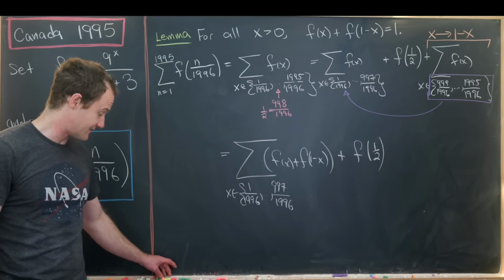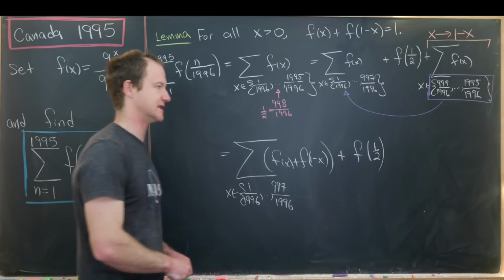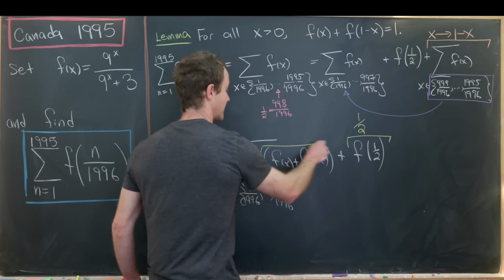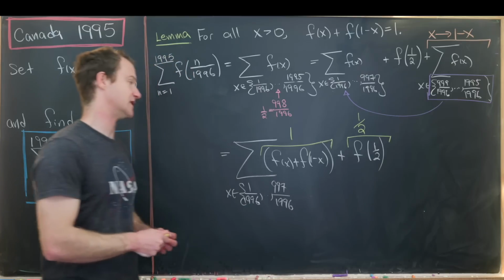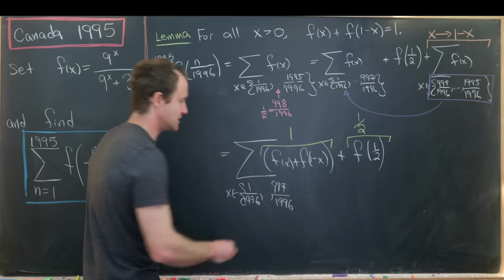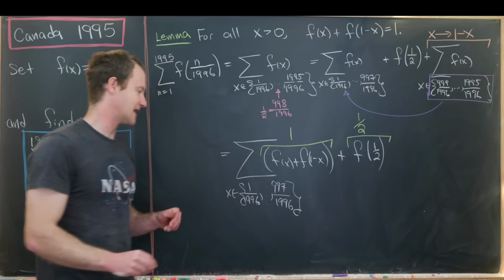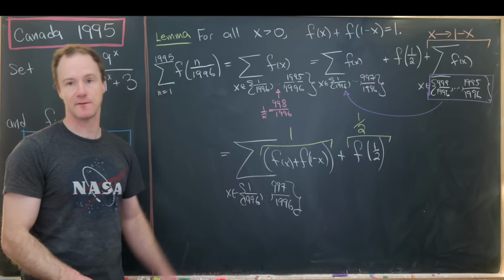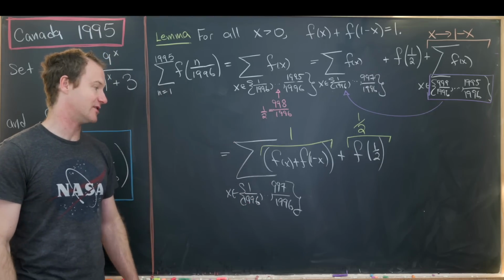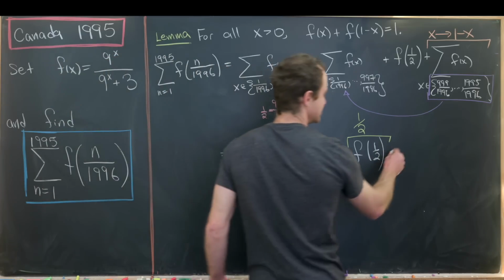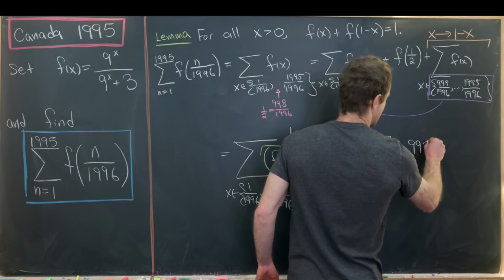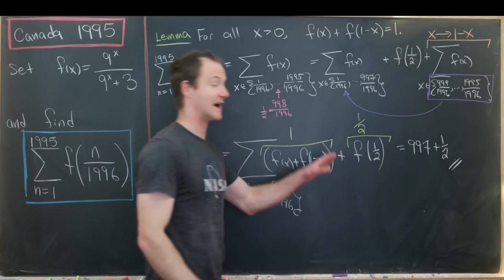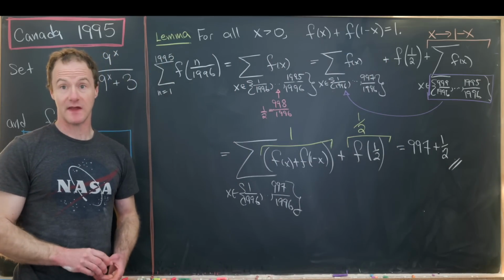Okay, but f of half is the same thing as it was when we did our example. That was equal to 1/2. And then furthermore, our lemma said that this was equal to 1. And so how many 1s are we adding together? Well, notice there are 997 terms from this set. So there are 997 1s. So this gives us 997 plus 1/2 as our final value for this sum. And that's a good place to stop.